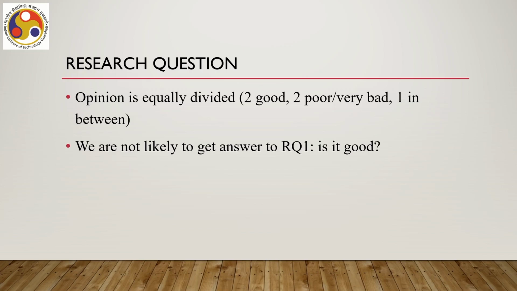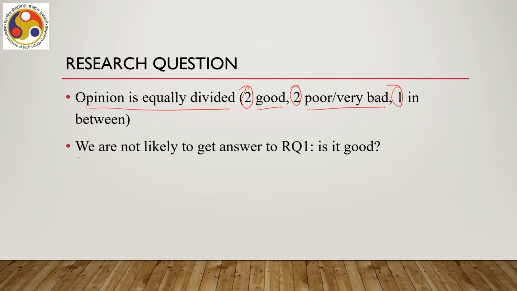As we can observe from the logged observations, opinion is equally divided. 2 said good, 2 said poor or very bad, and 1 in between, neither good nor bad. So, it is quite possible that this type of observations we can end up with if we frame such a question and ask users for their feedback. So, from these type of observations or from this feedback, we are not likely to get answers to RQ1, is it good? We cannot conclude.